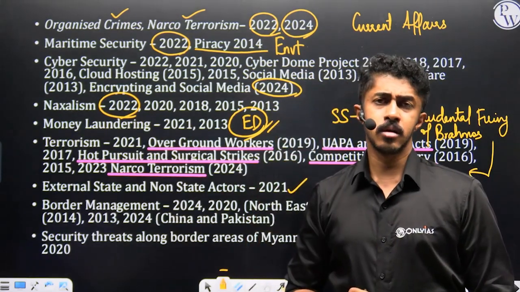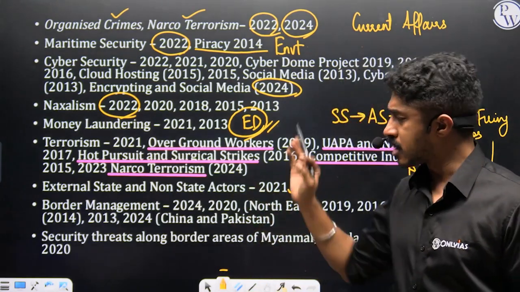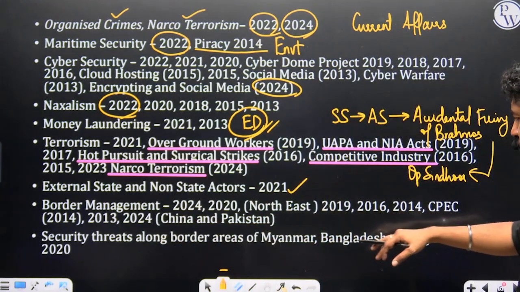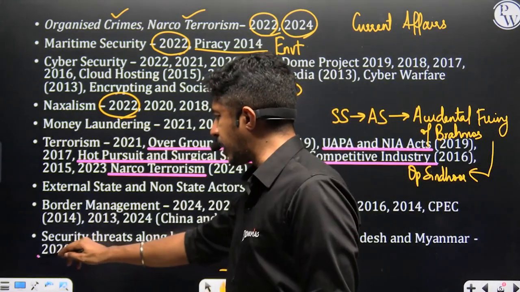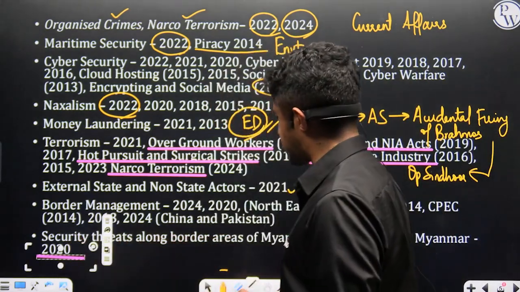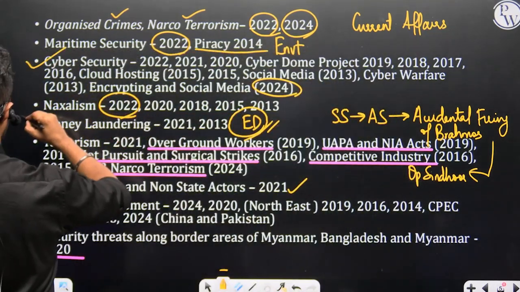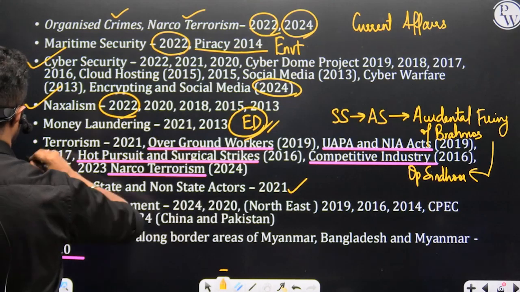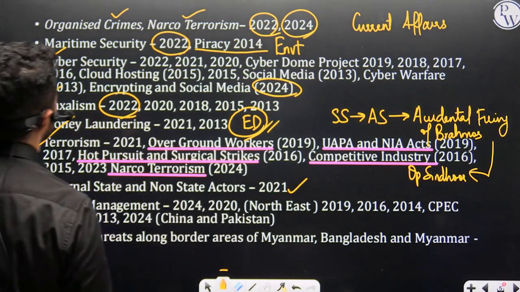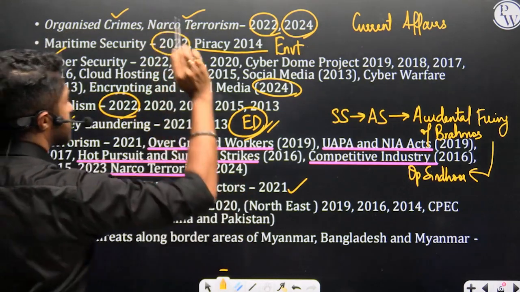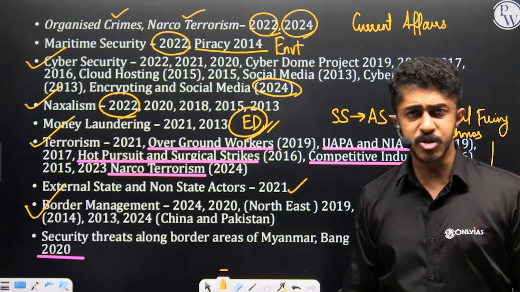That's the reason. So yes, can we expect a question on border management? Definitely yes. Security threats along border areas of Myanmar, Bangladesh, which was asked in 2020. So together, if you ask me, which are the areas that we should be focusing on? Cyber security, Naxalism, terrorism, border management, even to an extent organized crimes and narco-terrorism. Both are one and the same. Narco-terrorism again is an offshoot of organized crime.